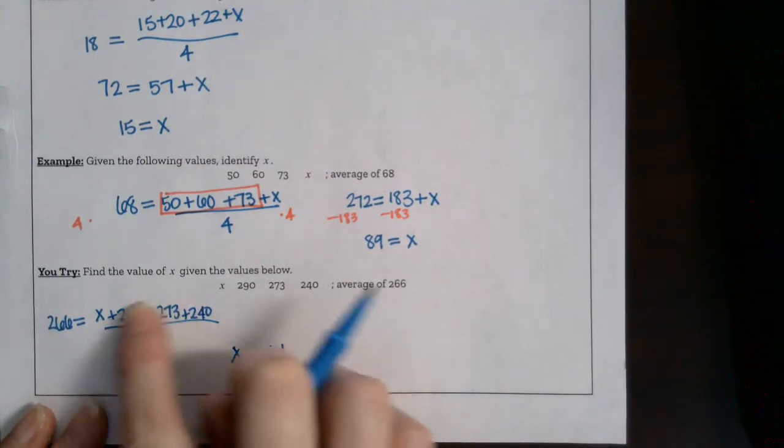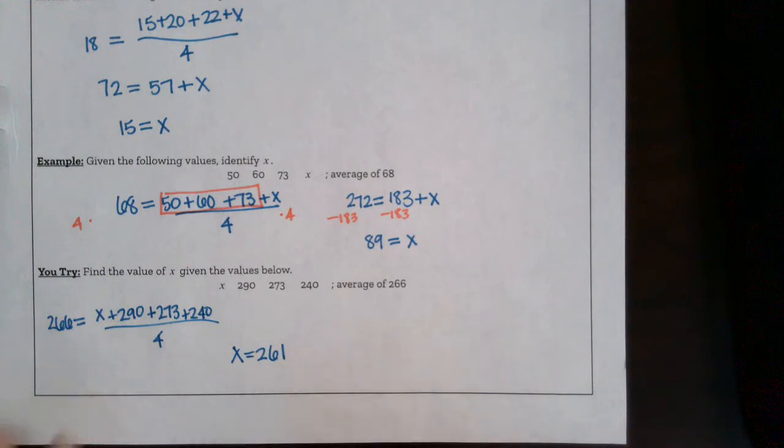All right, and for this one, I have it set up correctly, and then our X should be 261. And this wraps up Learning Target 421.